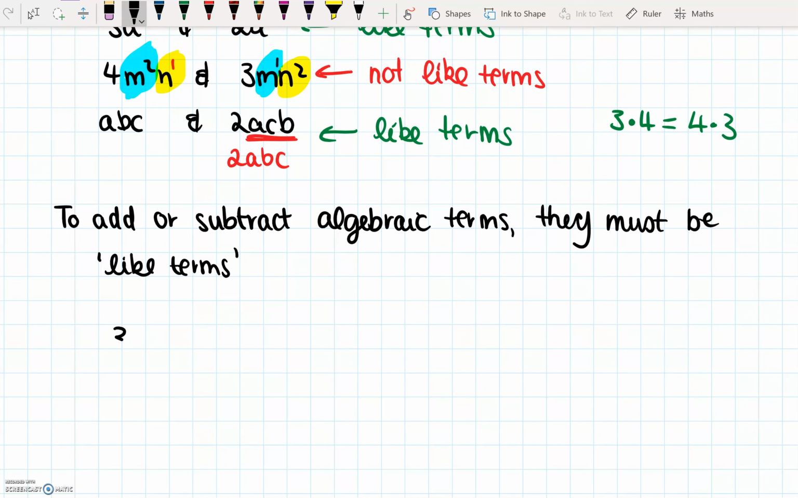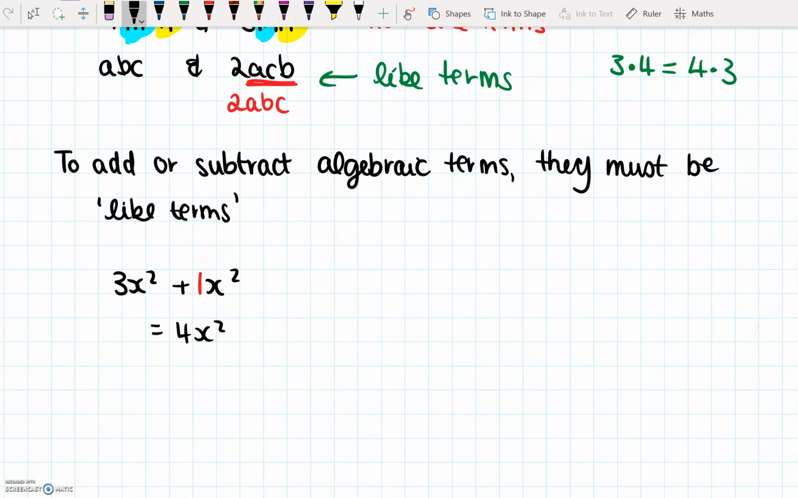So for example, 3x squared plus x squared. These variables are the same. They have the same power. Remember, there's a secret 1 in front of the x that we don't write, so you're doing 3 plus 1, which gives us 4x squared. We've been over this plenty of times in year 1. You should be pretty good at it by now, so I don't think we need to go into too much detail here on adding or subtracting them. But please be careful with this.